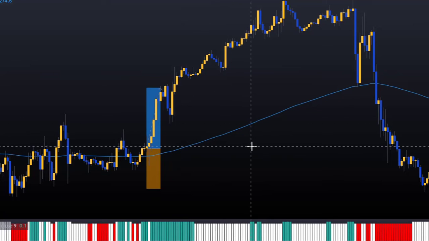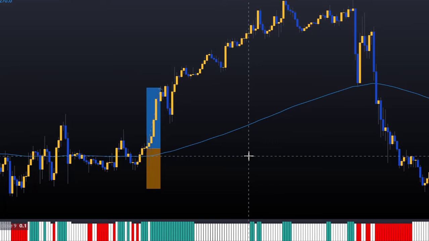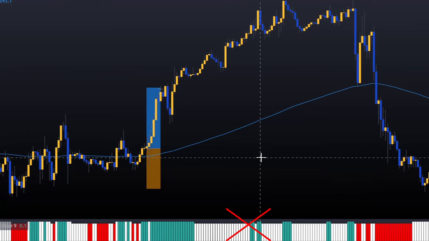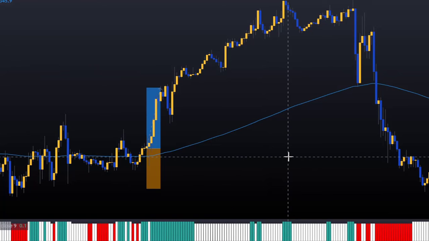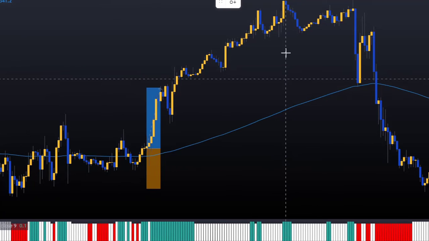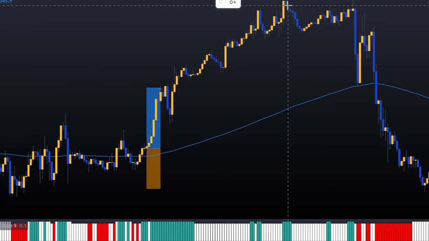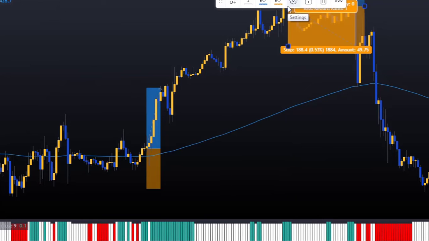Now you can see going forward in chart, we had two green bars, there was no third one. We had another two green bars, no third one. But then we had two green bars here and we had a third one. All right, so we would have taken that trade for another buy.